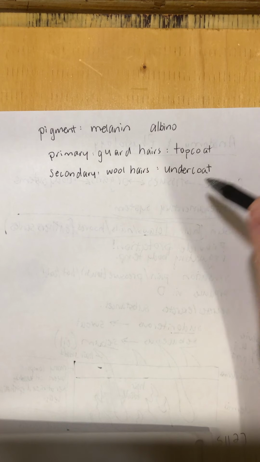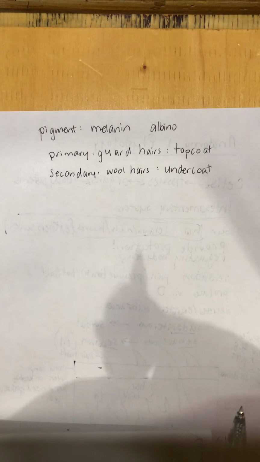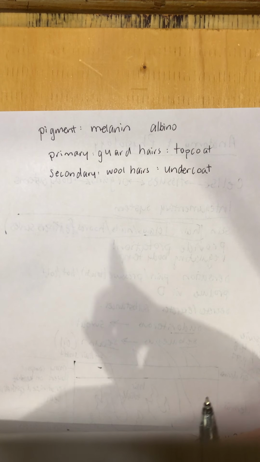So if you've ever seen a shepherd or some labs that are double coated, they've got the primary and the secondary hairs, they blow out that undercoat in the spring and the fall. So they'll have big clumps of these wool hairs coming out.